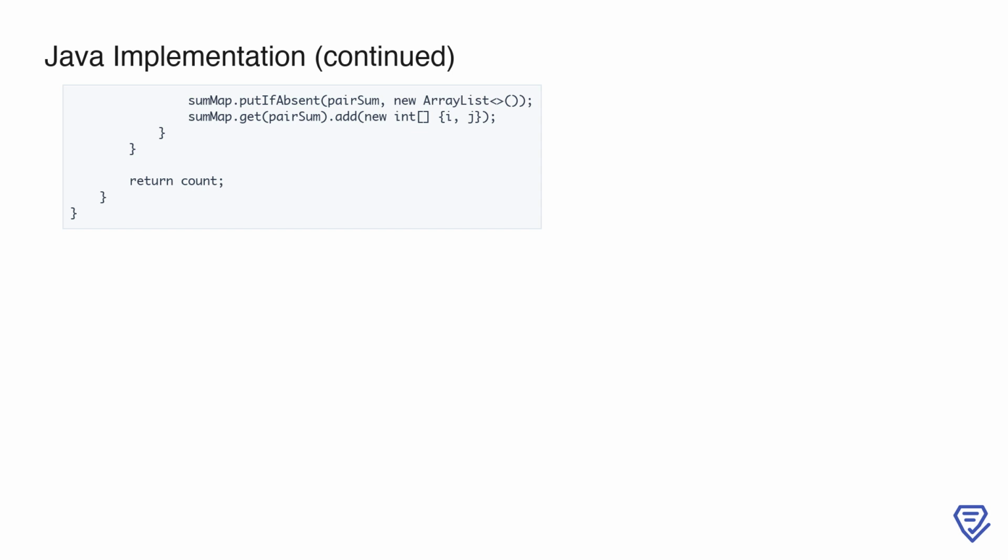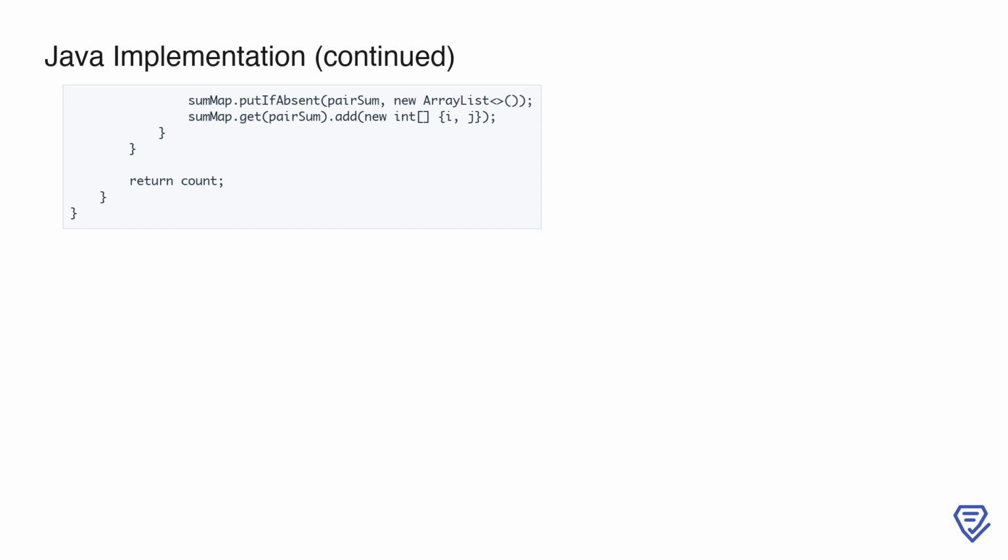Once both loops complete and all pairs have been evaluated, the count variable will hold the total number of quadruples satisfying the problem's requirements. Finally, we return this count as the result. This approach leverages the hash map to efficiently track and query pair sums, ensuring that we don't repeatedly compute the same information.